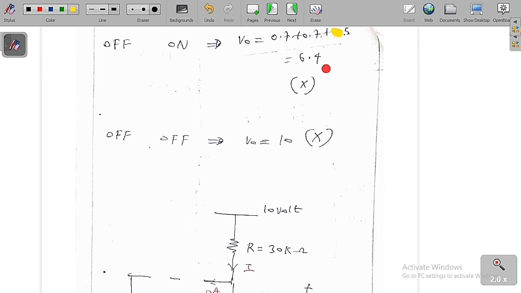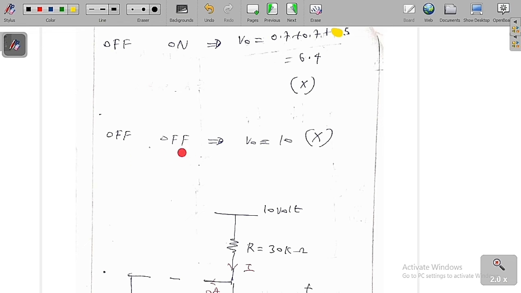If this is 6.4, definitely you can see that if V naught is equal to 6.4, then D1, D2, D3 should also get on, but our assumption is that they are off. So this is going to give a wrong result. Definitely D1, D2, D3 should also be on. So the result shows that our assumption is wrong. Therefore this is the wrong solution.